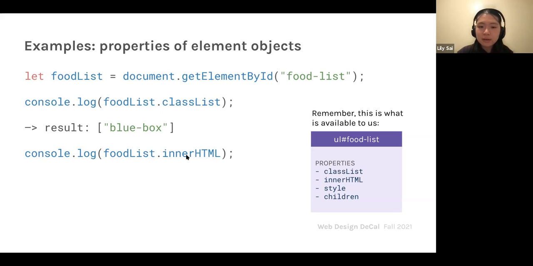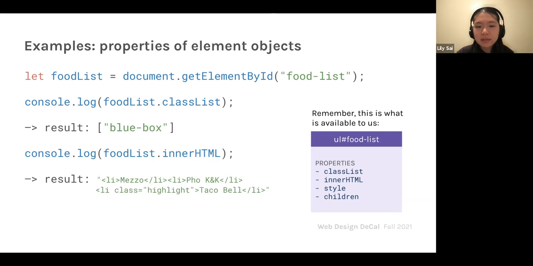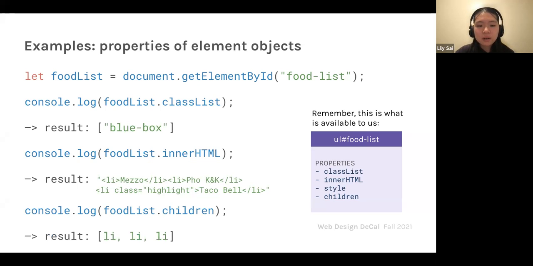And again, with the inner HTML, it'll return all the HTML within that element. With our unordered list, there's a bunch of different list items, the different restaurants, and that's how we can get that. Similarly, children will also return the elements inside of the unordered list. In this case, we can see that we have 3 list items as a list.